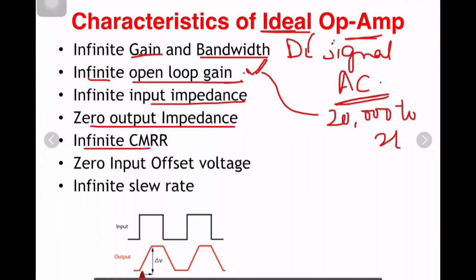Next, it has infinite CMRR. Now what is CMRR? CMRR is defined as the common mode rejection ratio.